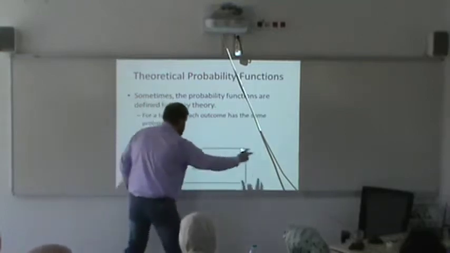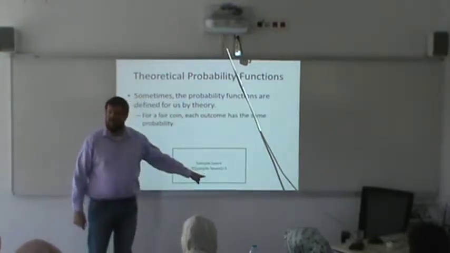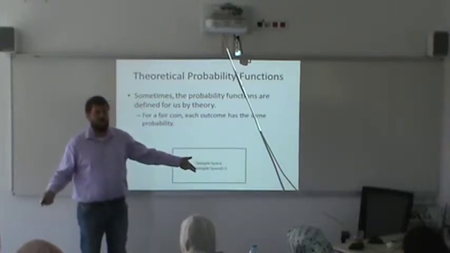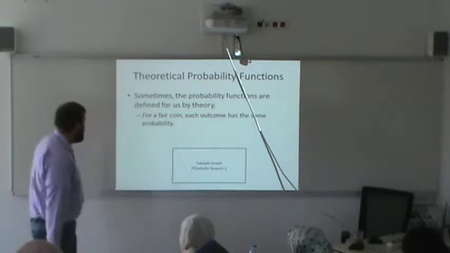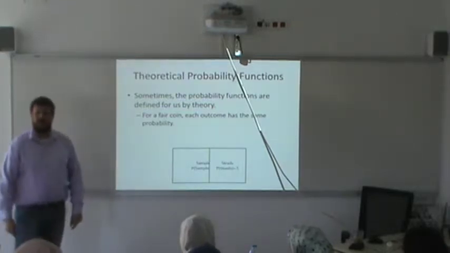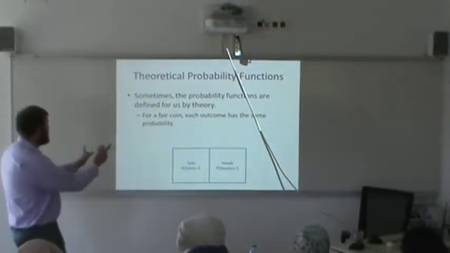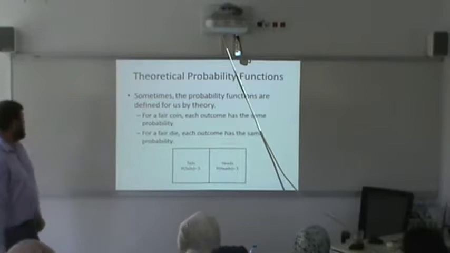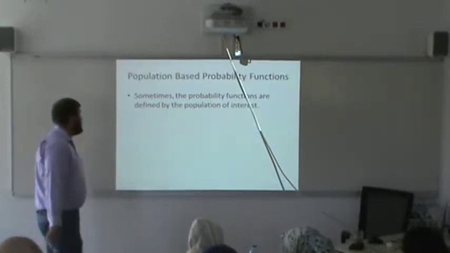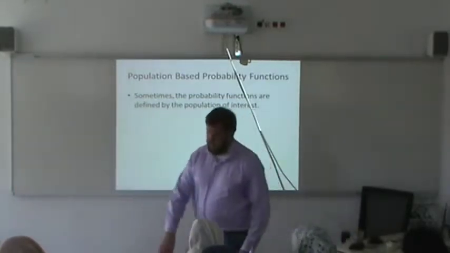Imagine that we have our sample space, or our outcome space. The probability that we observe something in that outcome space is 1, thanks to that axiom we talked about earlier. Now we have the heads. Probability of the heads is 0.5. And the probability of the tails is 0.5. They have the same probabilities. For a fair die, each outcome also has the same probability. Sometimes probability functions aren't defined by theory, but they're defined by the population of interest.